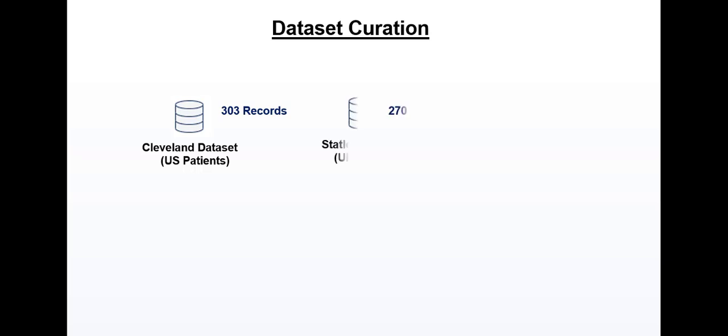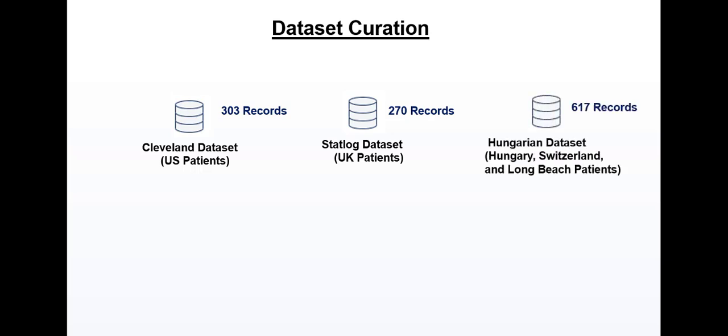First of all, it is very important in any machine learning project how you have collected your data. And I have not used any pre-built data. I have used all the research data used in the past for heart disease prediction. The one I've used is the Cleveland dataset. It consists of US patients data. It has 303 records. The second data I've used is the StatLog dataset. It is a UK patients dataset and it has 270 records. And another one is the Hungarian dataset. It consists of Hungarian, Switzerland, and Long Beach patients, and it consists of 617 records.